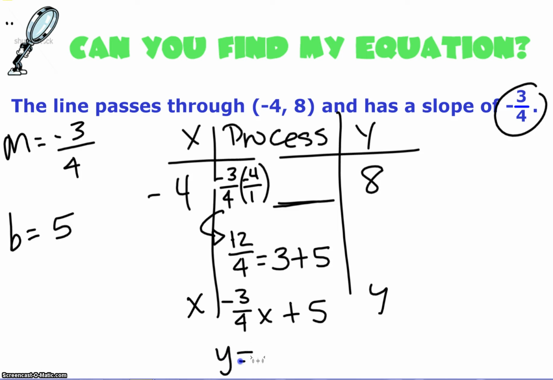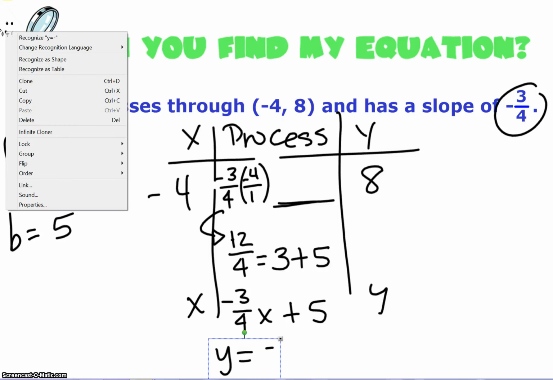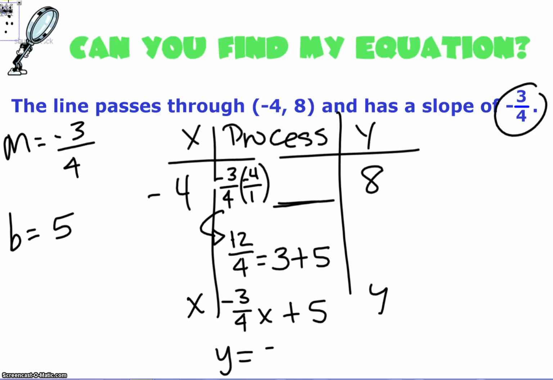So our equation is y equals -3/4 x plus 5. And this is the only one that's a little bit different than what we've done because of the fraction. Do not be afraid of that fraction. And remember, your slopes need to stay in fraction form so you know how far to move up and down or side to side. Let's go ahead and do our last example.